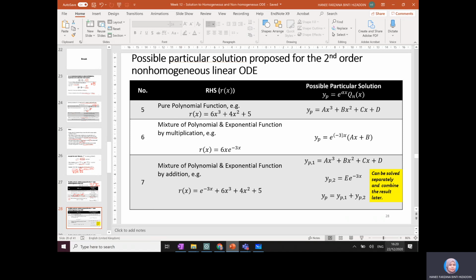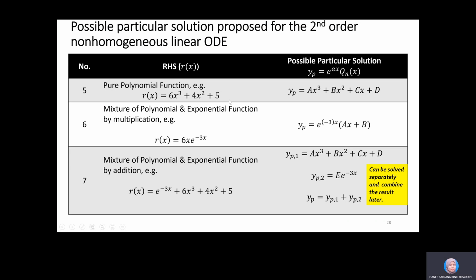Next is if you just have a pure polynomial function. Okay, so your r(x) is just a pure polynomial function. So here your alpha is just 0 and then your Pn, your n equals 3 because it's to the power of 3, then you need to propose a Qn with the same degree of polynomial. So you propose yp equal to ax cubed plus bx squared plus cx plus d, until the very last power of 0, which is just 1. So that's why you got the d here. Although the original r(x) doesn't include the term x, going from x squared directly to 5, you need to follow through the order from x cubed, x squared, x, and finally x^0.